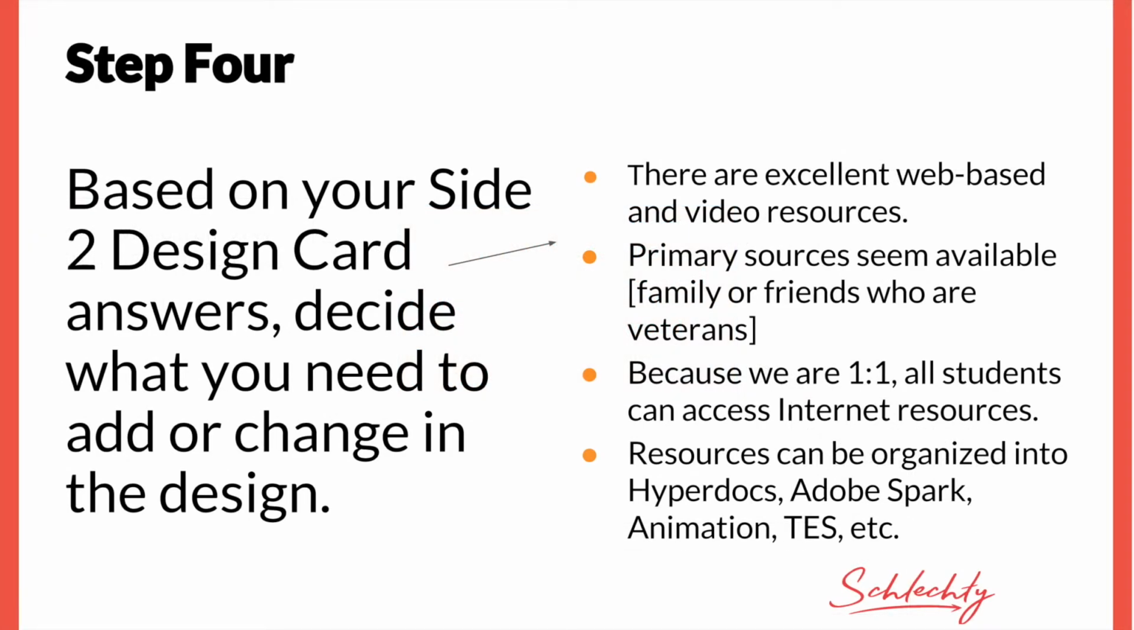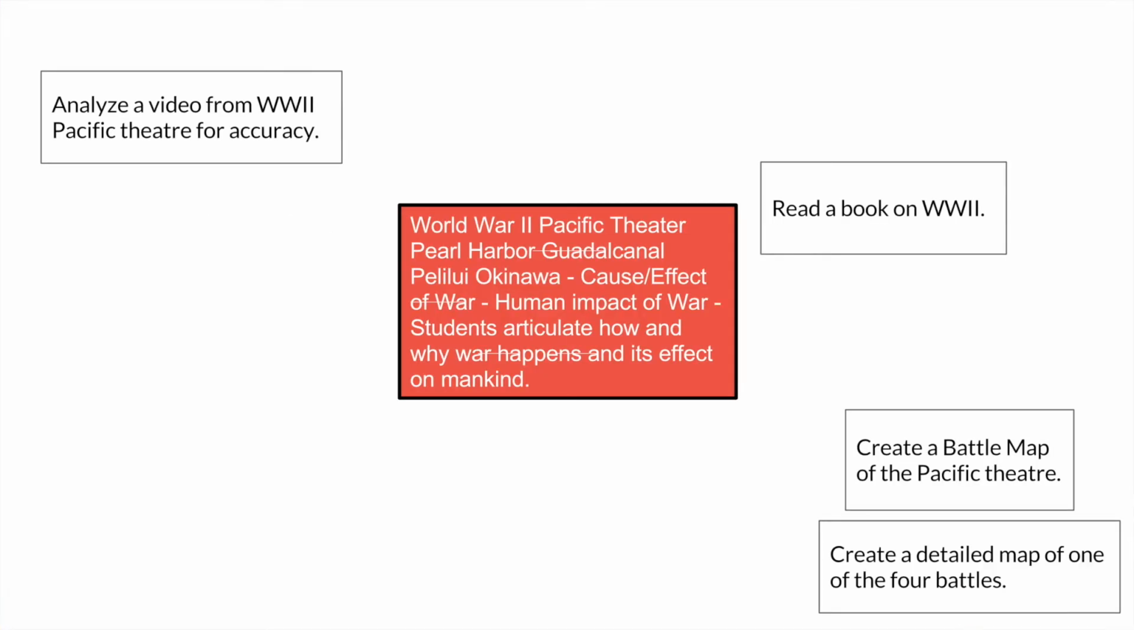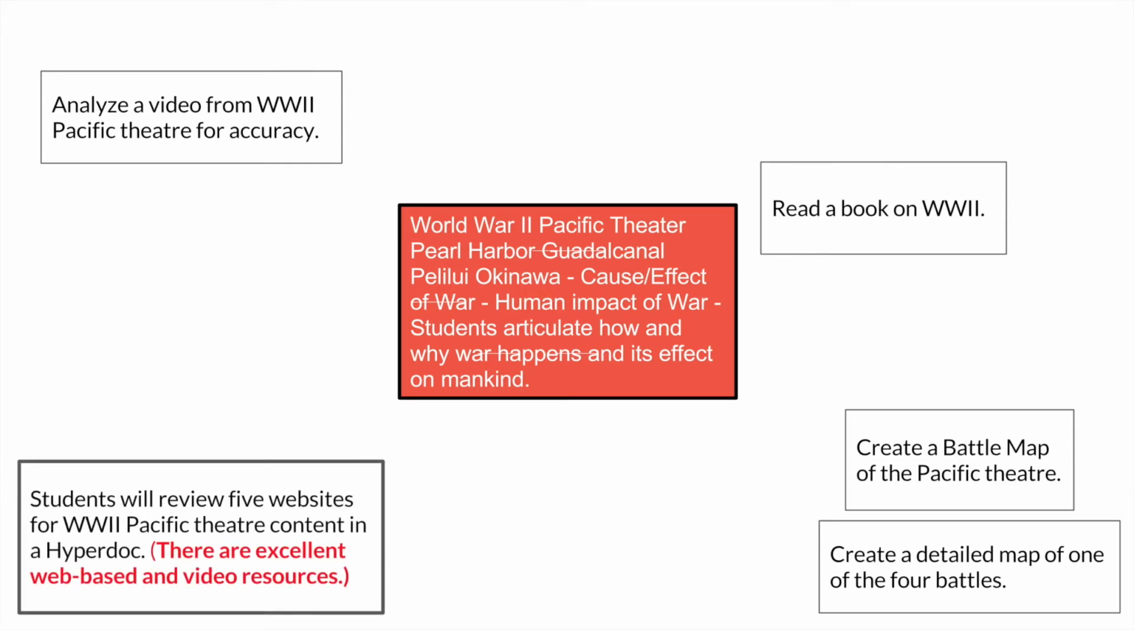In Step 4, referencing the design card Side 2 answers, consider what can be added or changed so students engage in learning the new content. Put these into the design. In our example, the red type is provided so you can see the design card answers that the activity addresses. Because students like to use their devices, we're going to have them review 5 websites for World War II Pacific Theater content. That's important because a lot of internet content is not accurate, and as a teacher, we're going to choose the 5 sites that the students can go to. These will be organized into a hyperdoc.